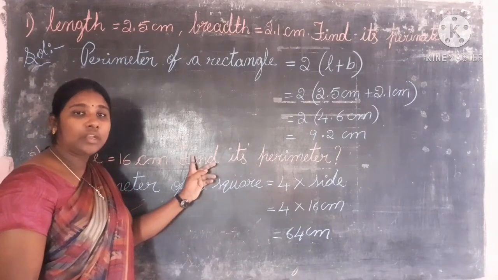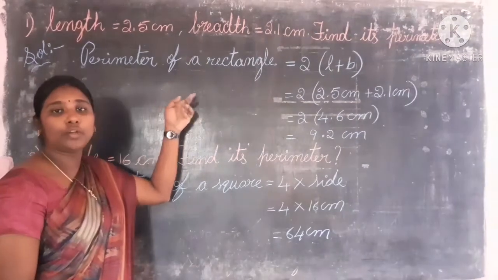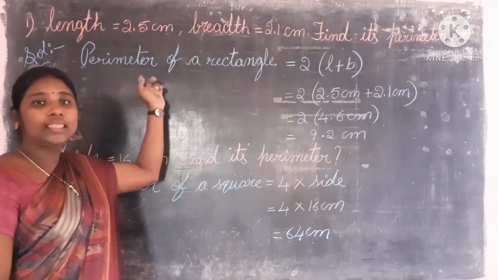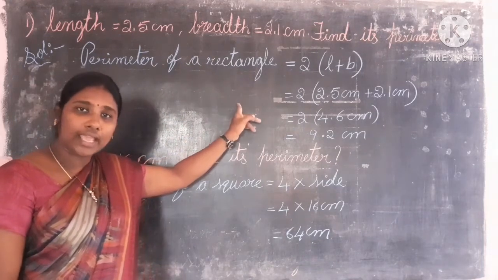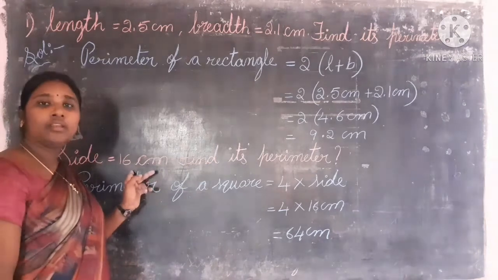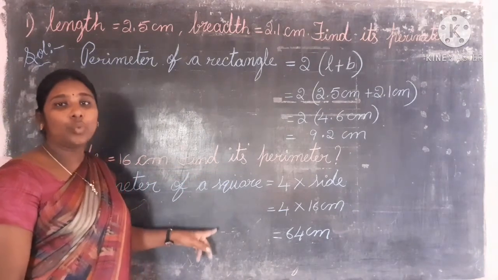So what is the perimeter of a square formula? 4 into side. What is the perimeter of a rectangle formula? 2 into (L plus B). If length and breadth are given and we are asked to find the perimeter, we find the perimeter of a rectangle. If only side is given, we find the perimeter of a square.